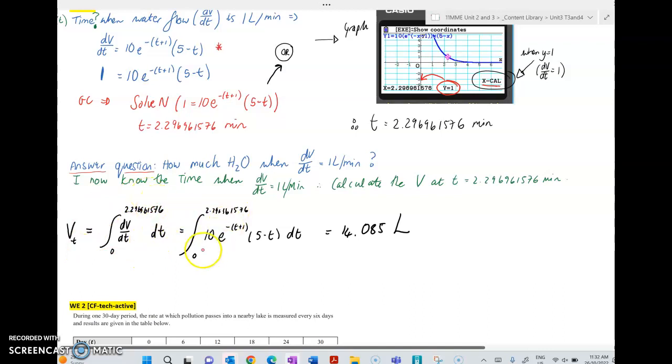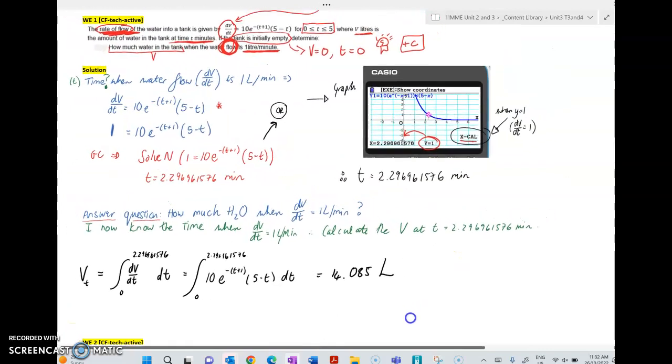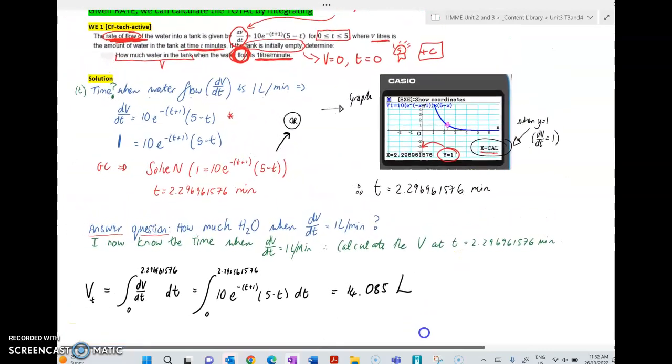So you can just go straight into your calculator, type that in: lower bound, upper bound, your function that you're going to integrate, and it will give you the answer in liters. Okay, so have a good look at this one, all done in your calculator.